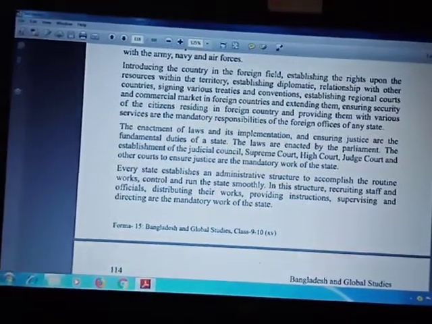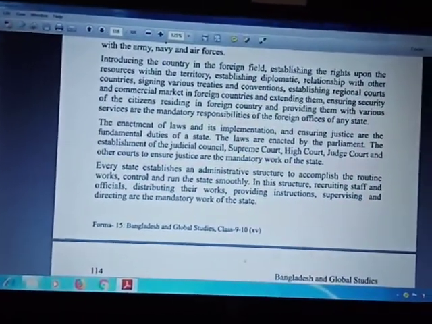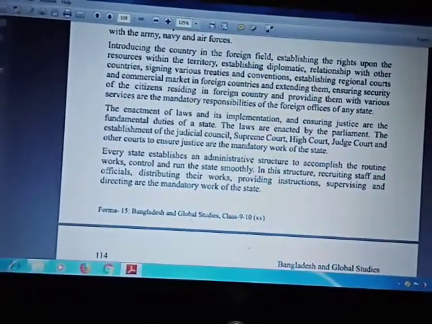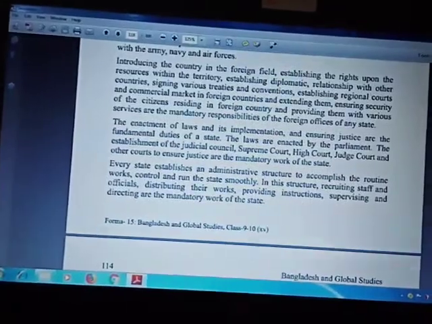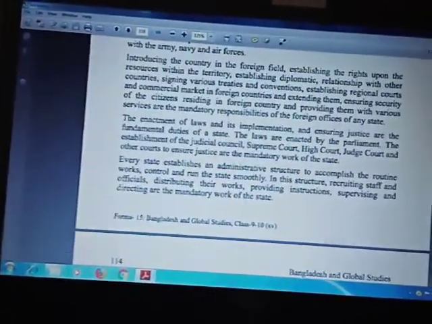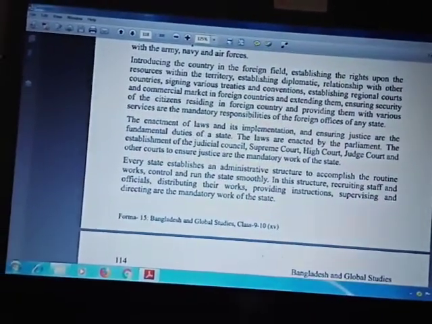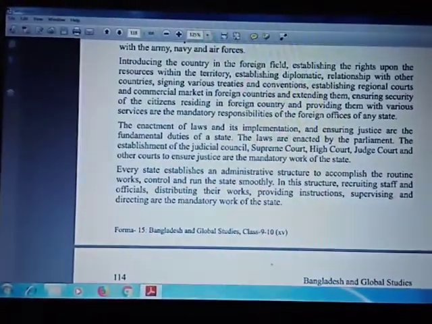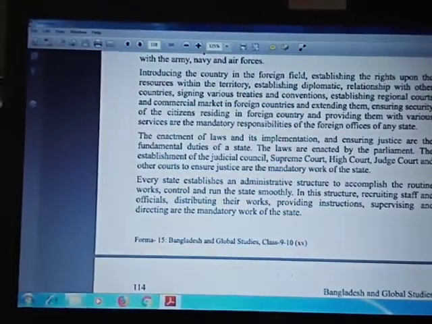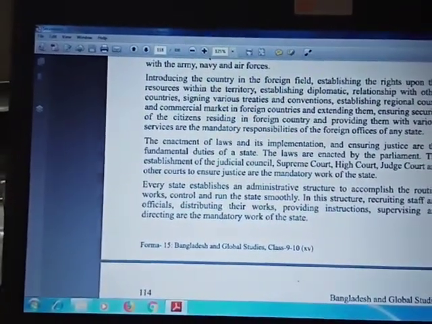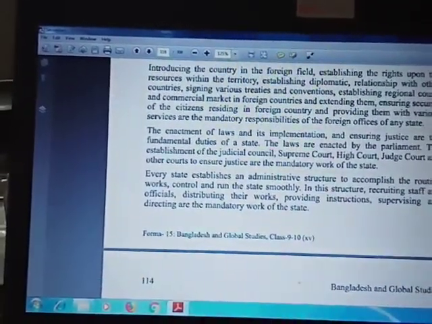Look, every state establishes an administrative structure to accomplish the routine work, and control and run the state smoothly. In this structure, recruiting staff and officials, distributing their work, providing instruction through ministries and boards, supervising and directing are the mandatory work of the state. How many people will be recruited this year, and how many people will go to pension, everything is the area of the mandatory work of the state.